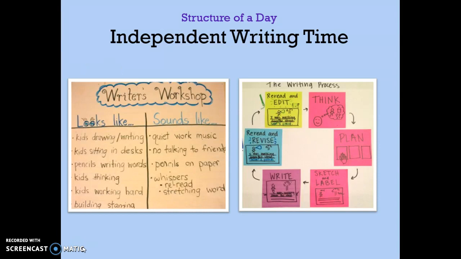And then it's independent writing time. And so here are some examples of anchor charts that show what independent writing time looks like. What do you notice on the right? Gee, that looks like the 5 stages of writing, doesn't it? So having these types of anchor charts allows students to come back to some of the skills that you have taught them intentionally.